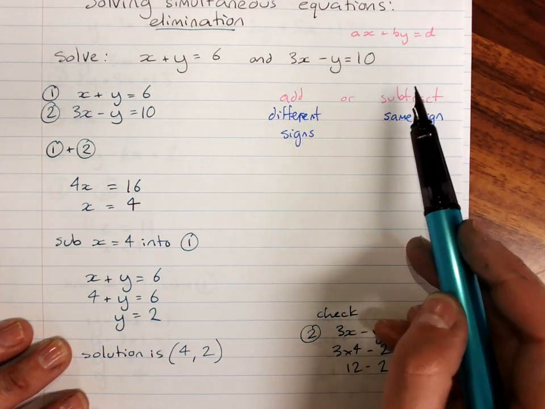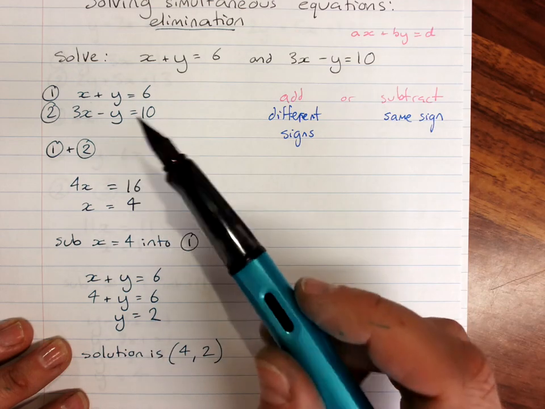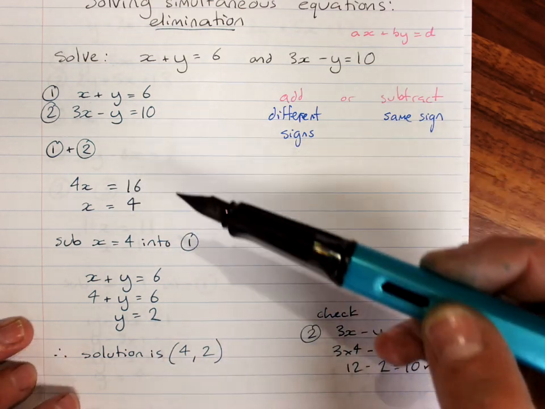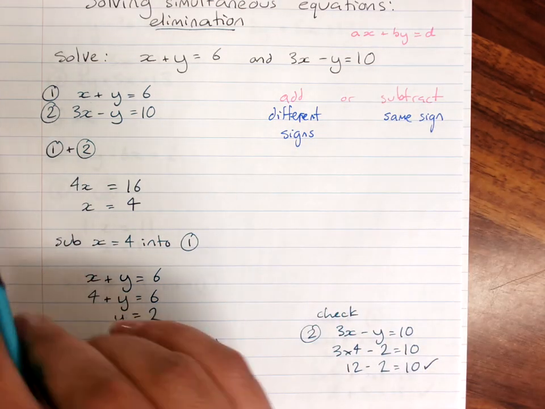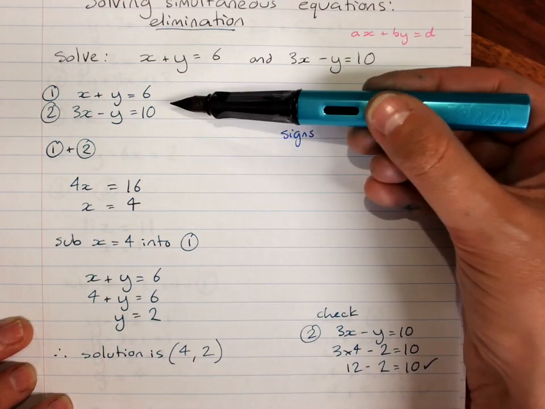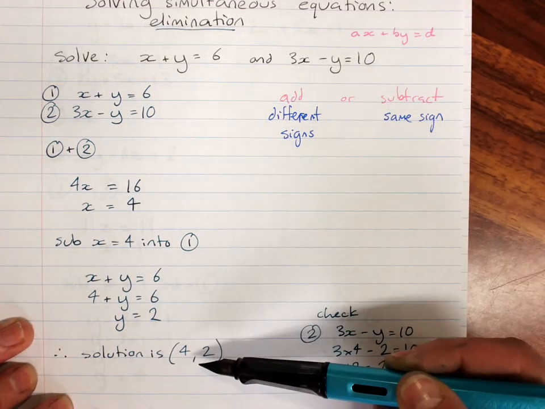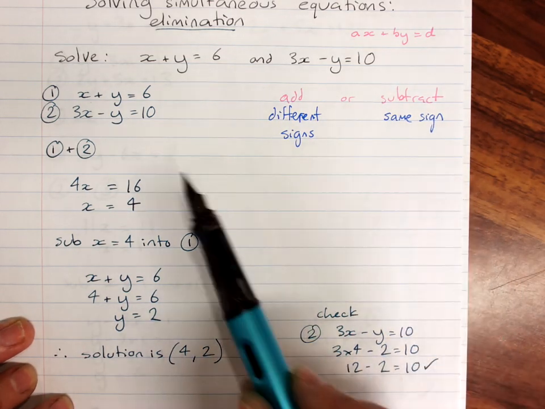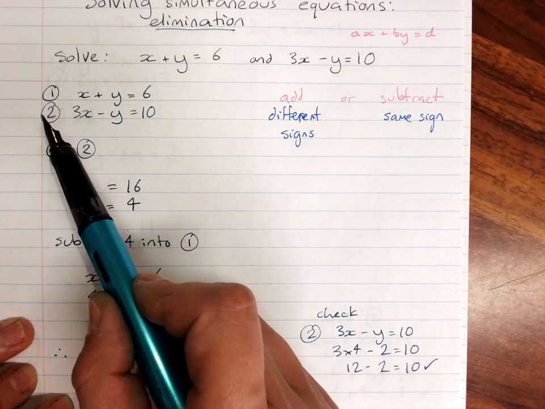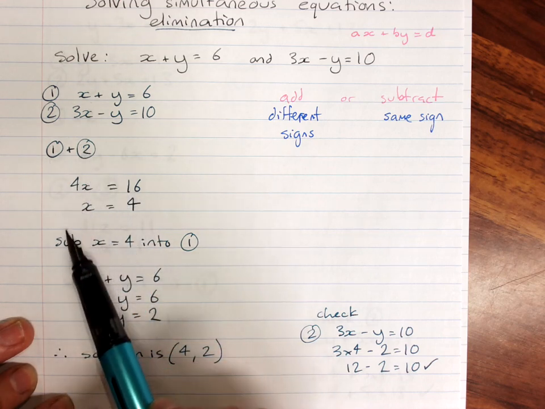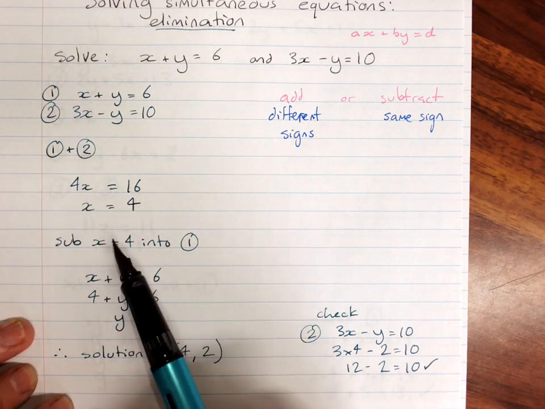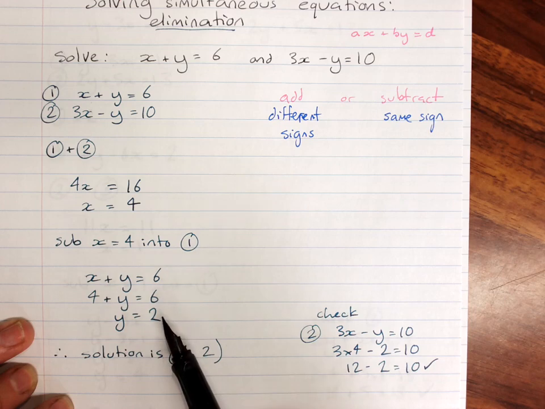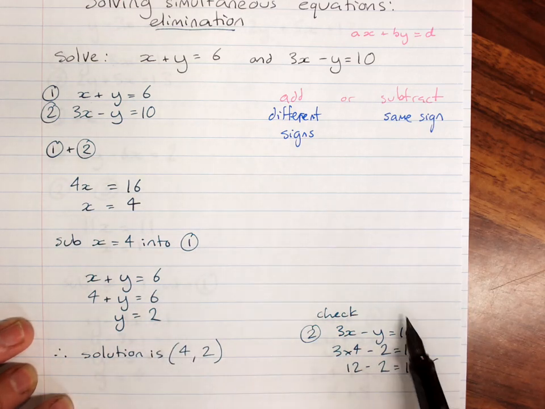Know whether you want to add or subtract and follow those really careful steps that you must have beautiful working down the page. Do not get creative. Do not decide you're going to do something else. State your equations. Say what you're doing. Substitute your found variable into an equation. State your solution and check.